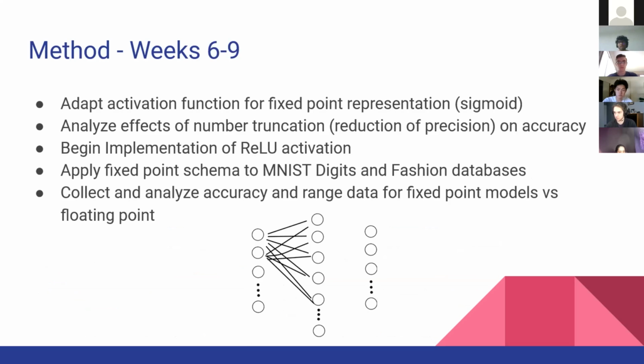From week 6 through 9, we were mostly going through those considerations we were talking about before. So we were checking to see which activation functions would properly work for us and changing those activation functions to meet our criteria. We were adapting sigmoid such that it would work properly with the fixed point representation. We were also analyzing the effects of truncating our numbers and how that would affect our accuracy.